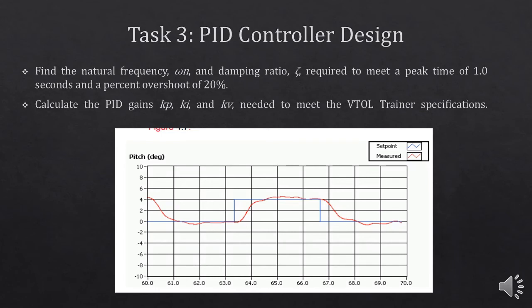When you find the controller gain and run the VI, you will have a response similar to this response. You can see here this is the best possible response that we get using the controller gains that we have designed.